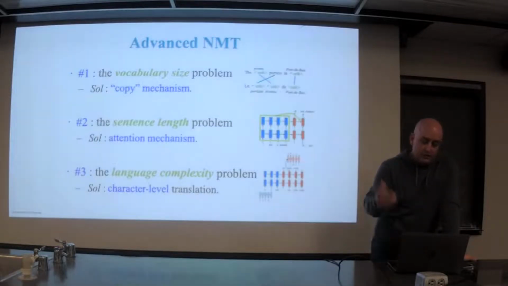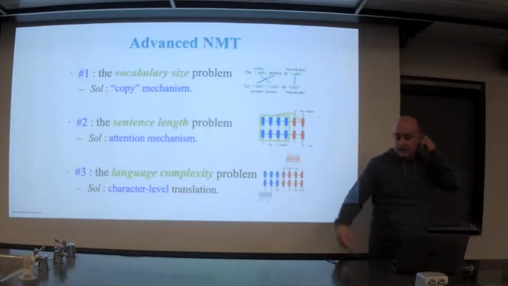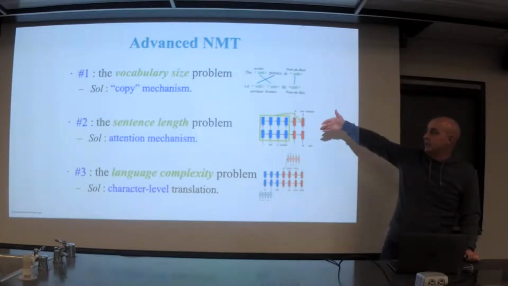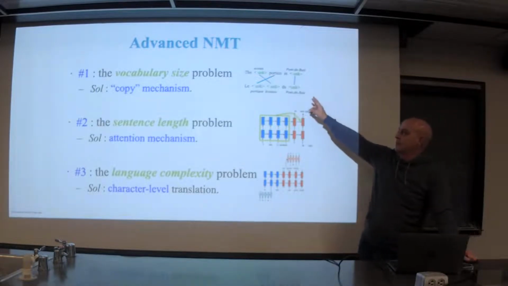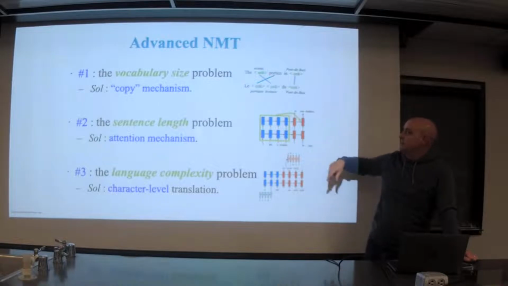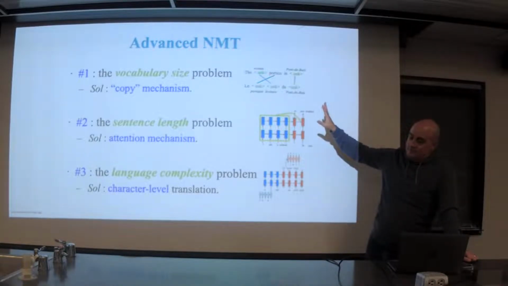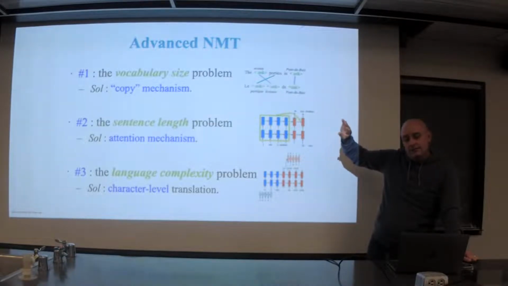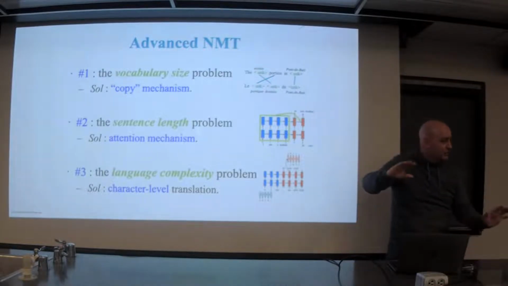So we'll go through each one of these. What are the solutions? First, for vocabulary size, we're going to do a really cool thing known as a copy mechanism. It's basically not translating rare words, and then more or less just looking them up in a dictionary after we translate everything else, and usually that works out just fine, it turns out.